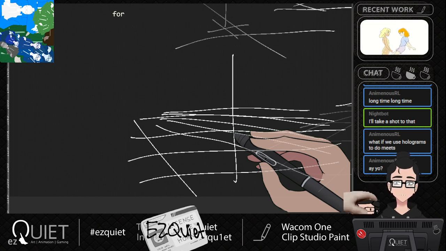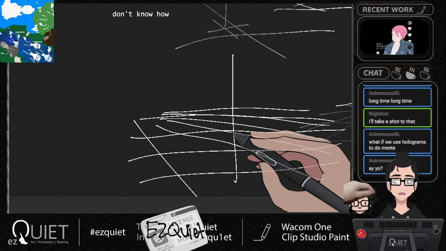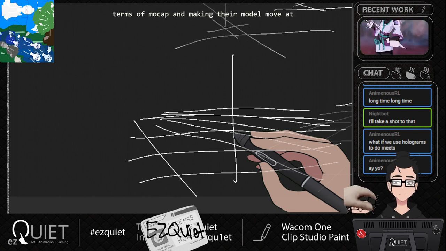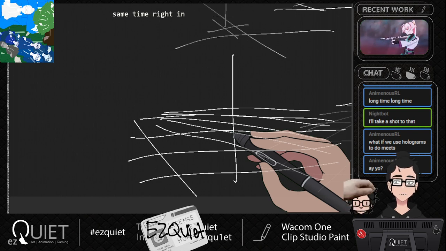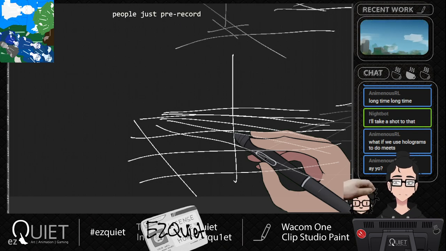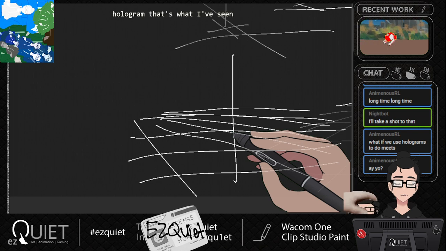Now, there's certain factors they have to account for. They probably have to redo their models. I don't know how well the software works in terms of mocap and making their model move at the same time, right? In a hologram space. Usually what I've seen in the past, at conferences, has been people just pre-recorded and then put on a hologram.